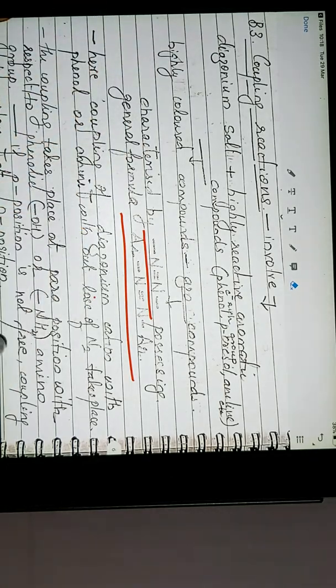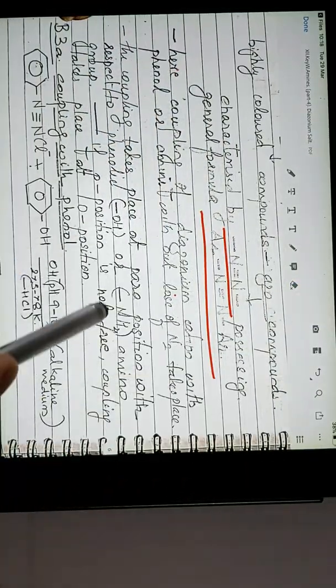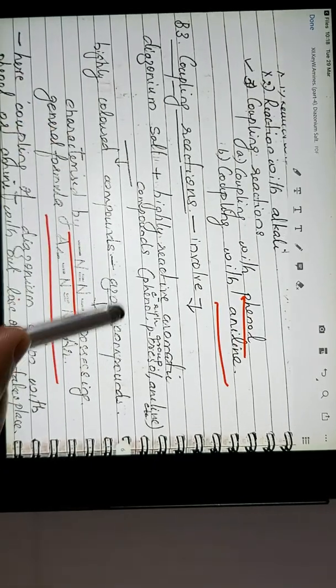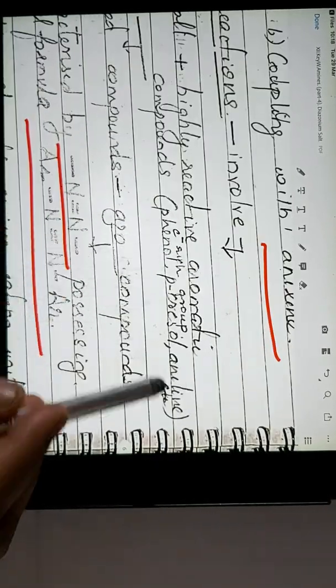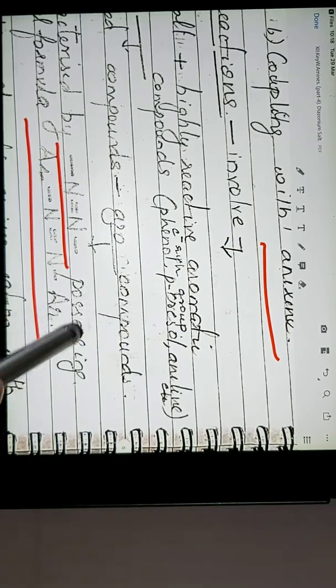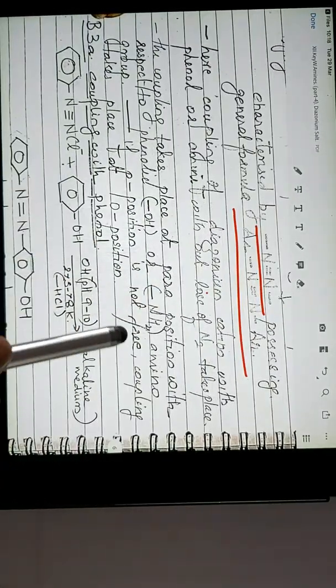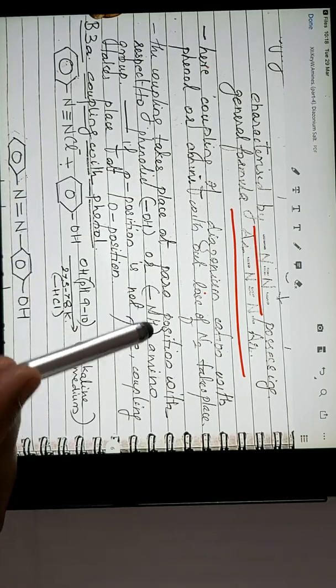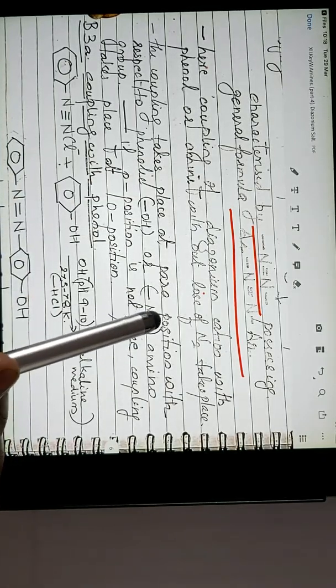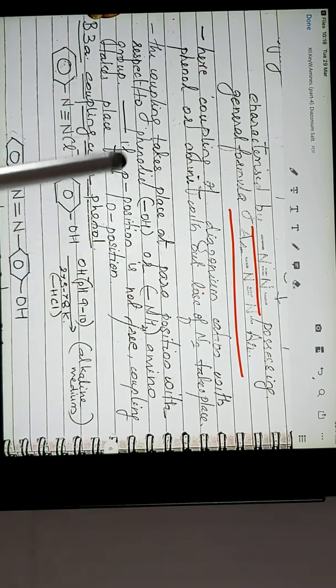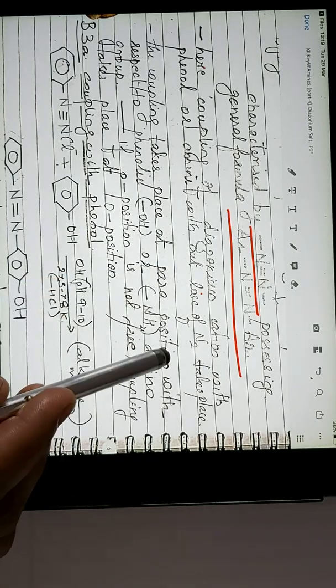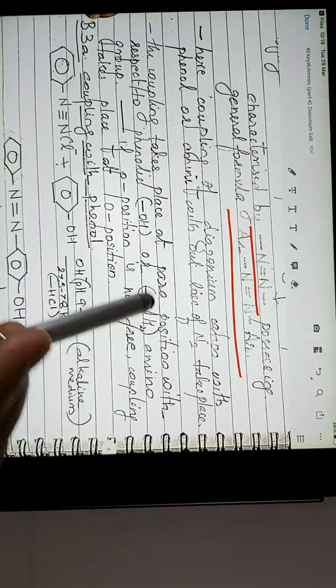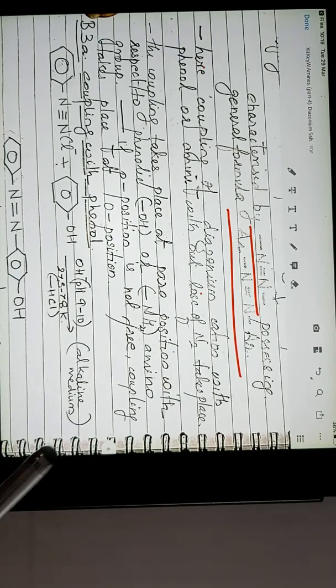Now since here the two substituents present are the OH and NH2. We already said the diazonium salt is reacting with phenol. Phenol means having OH, and aniline, that is having NH2. So these two radicals which are present as a substituent in the benzene ring, they direct the newly coming electrophile to which position? Para position. So that is the nature of these radicals. Now in case the para position is already occupied with some other group of atoms or atom, then what will happen?